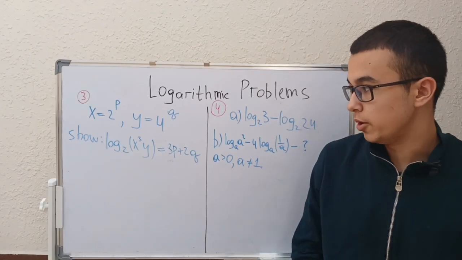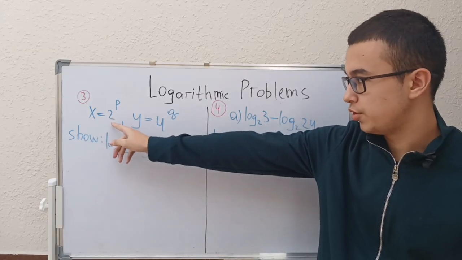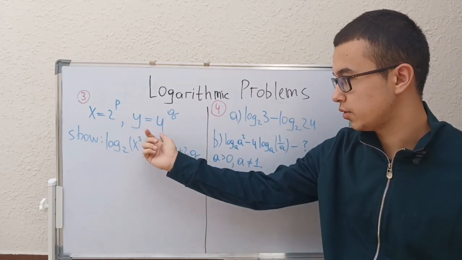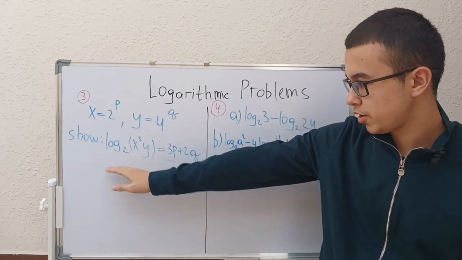So next two problems. The first one, we have x is equal to 2 to the power of p and y is equal to 4 to the power of q. And we need to prove that the expression is equal to the given value.